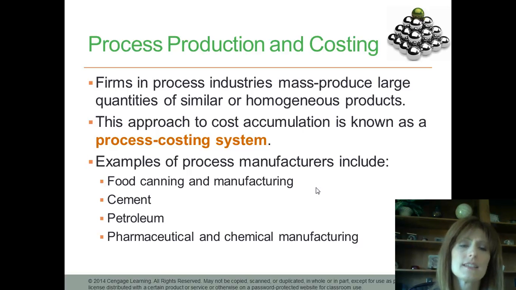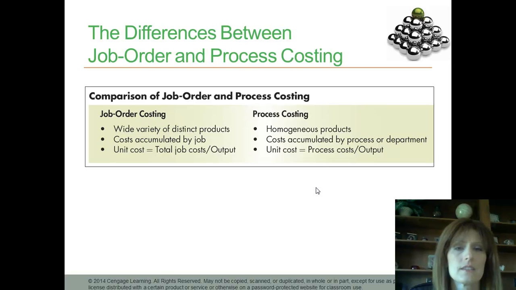For a process system, we're going to take just the total cost and divide, like we talked about with the example with the cupcakes. So things like food canning, the petroleum industry, making pills in the pharmaceutical manufacturing industry, those would all be perfect candidates for the process costing system.